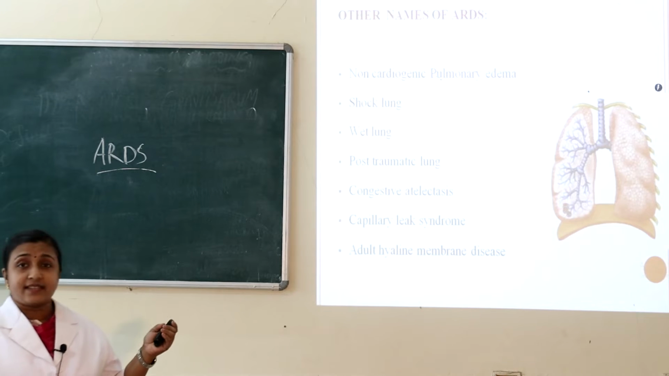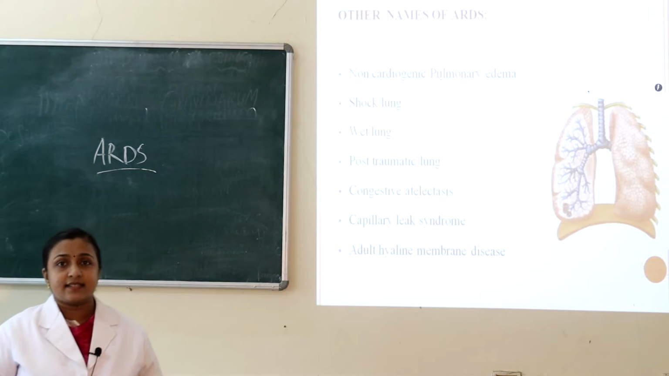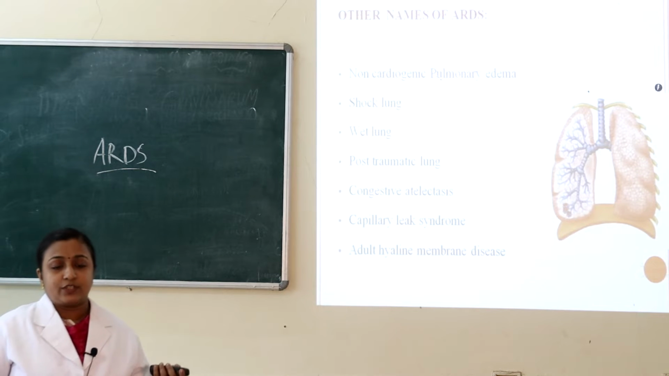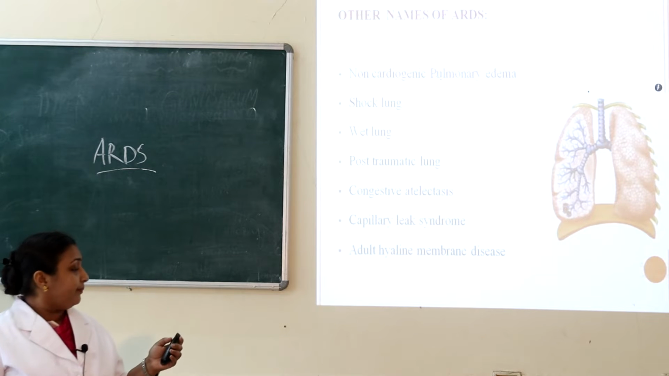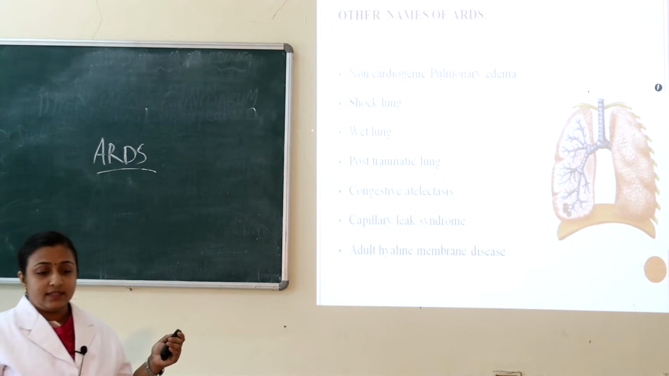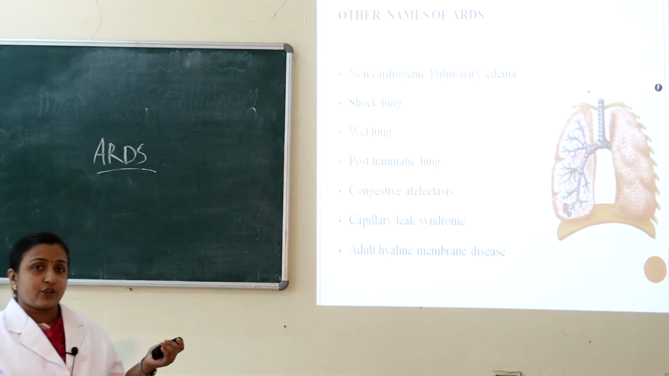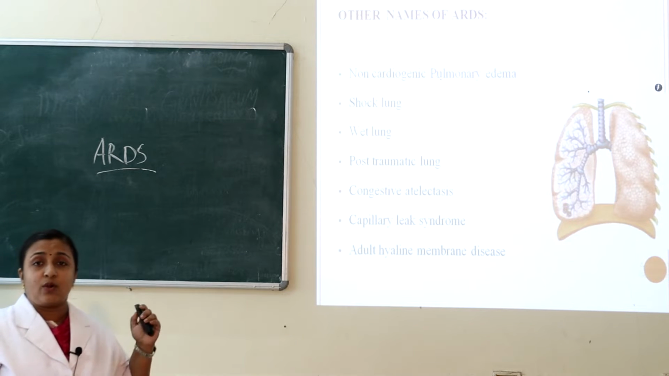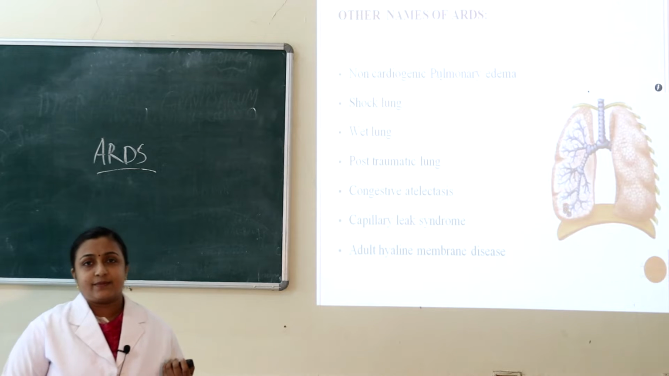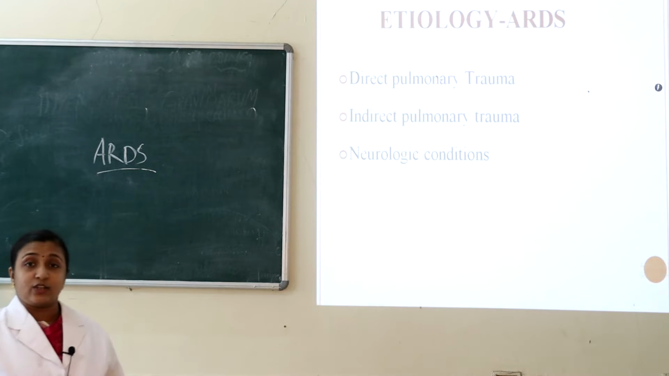Next, we can see what are the other names of ARDS. ARDS has different names like non-cardiogenic pulmonary edema, shock lung, wet lung, post-traumatic lung, congestive atelectasis, capillary leak syndrome and adult hyaline membrane disease. All these names we can call ARDS. Clear?